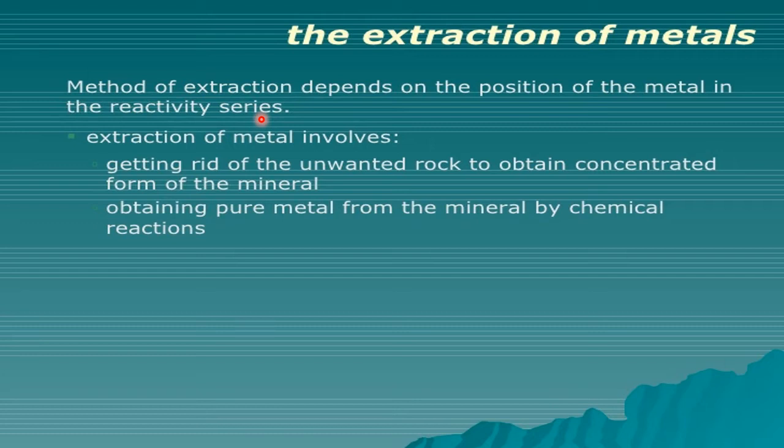the reactivity series. Extraction of metal involves getting rid of the unwanted rock to obtain a concentrated form of the mineral, then obtaining pure metal from the mineral by chemical reactions. If you follow these two steps, metal is ready in our hand from the ore.